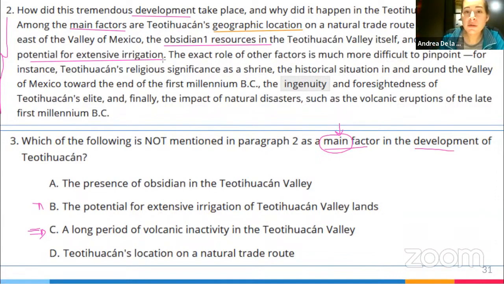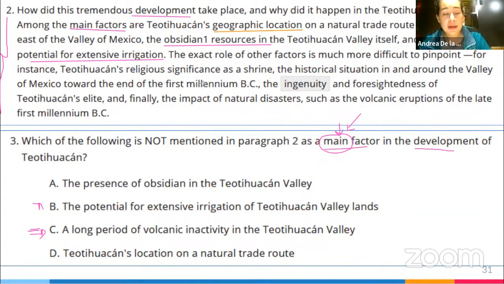Now, if you continue reading, you're going to find that we do have other factors, right? It says the exact role of other factors, and then you have religious significance, historical situation, ingenuity and foresight of the elite, and the impact of natural disasters such as volcanic eruptions. So if you continue reading, you're going to find yourself with other factors too. But remember that we're just looking at the main factors. So that's it. We have only three.